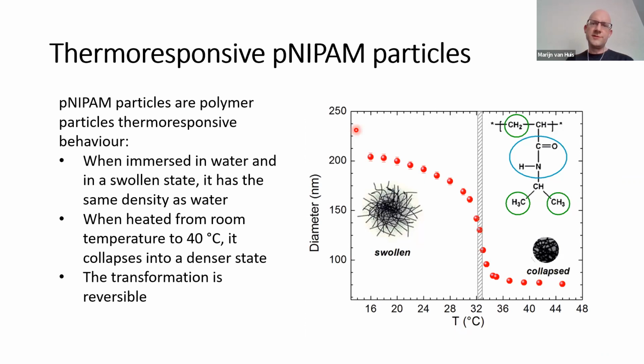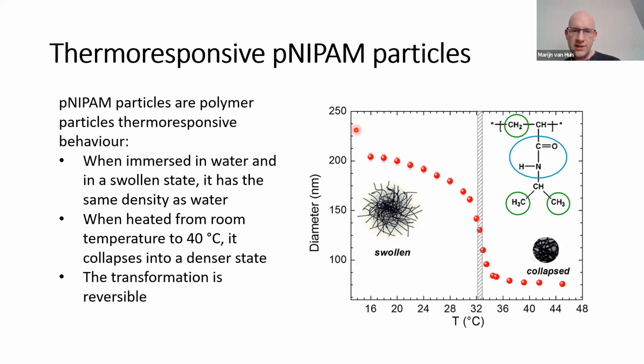Now, thermoresponsive p-NIPAM particles. NIPAM is a polymer, p-NIPAM is a longer polymer. These are particles that are very often used in the chemical industry and in the food industry, also as a coating, by the way, because it allows you to control the size. And that is very powerful for all kinds of applications.